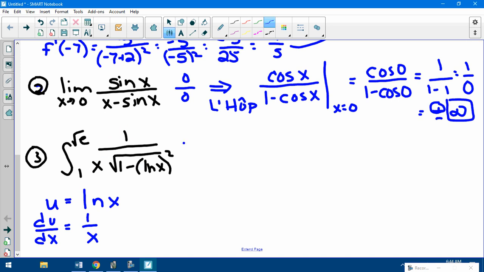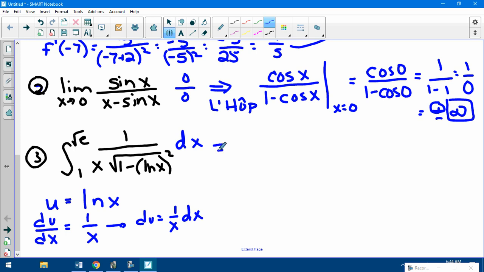Oh, I just noticed I don't have a dx up here. It's terrible. Make sure you have that. So my leftover piece is 1 over x dx, which means du is going to equal 1 over x dx. Perfect. So this ends up working out pretty nice.